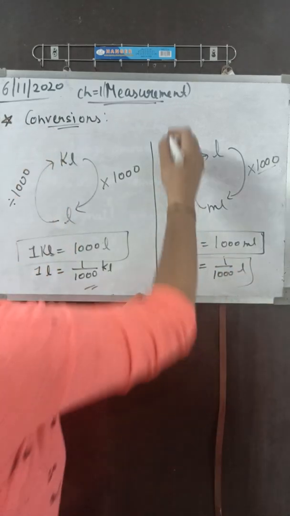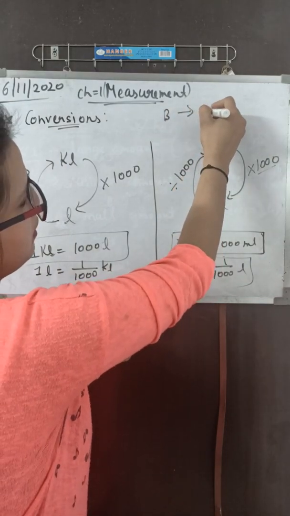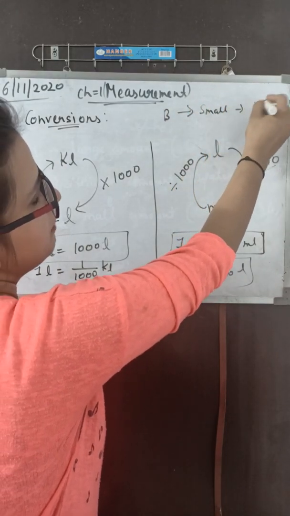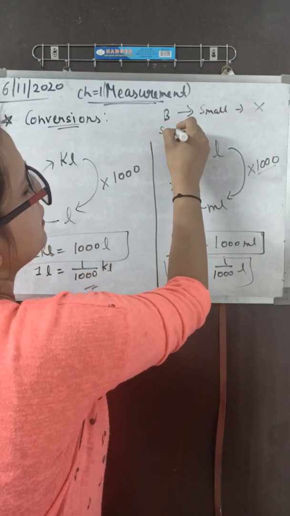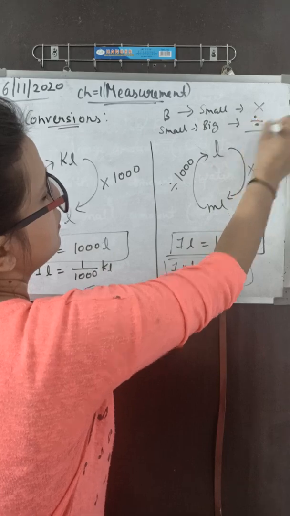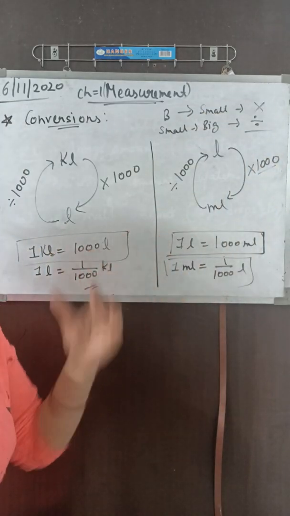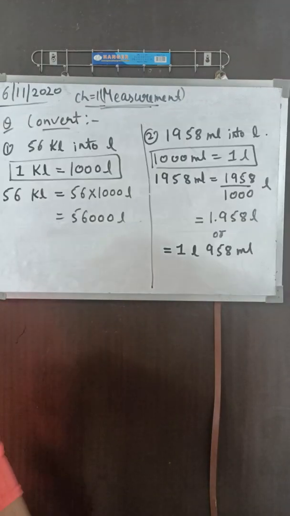Basically, when you have to convert big to small, in that case you have to multiply, and when converting small to big, in that case you have to divide. Okay, now let's solve a few questions related to this topic. Now let us solve some questions.